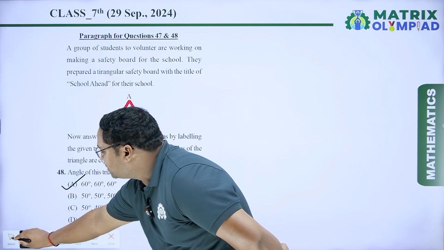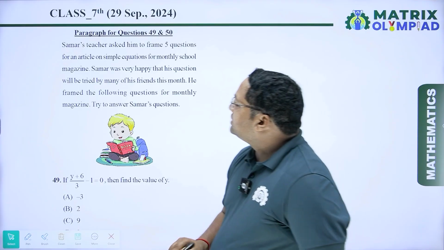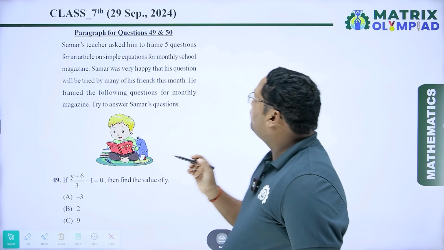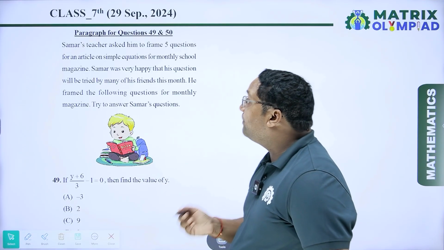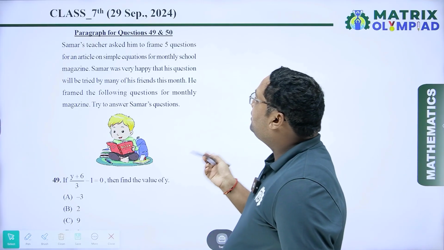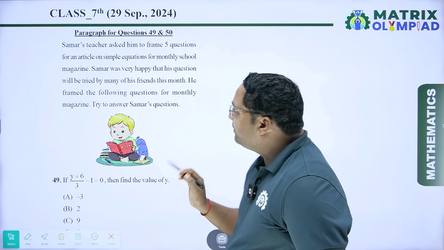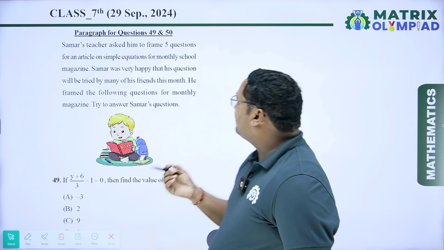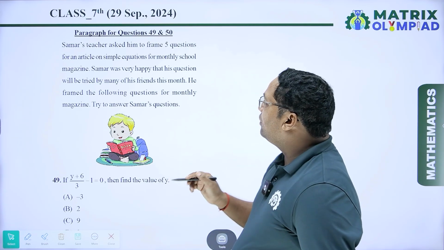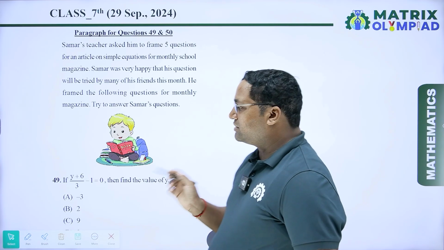Coming to the next question, question number 49. Summer's teacher asked him to frame 5 questions for an article on simple equation for monthly school magazine. Summer was very happy that his question will be tried by many of his friends this month. He framed the following question for monthly magazine. Try to answer Summer's question.